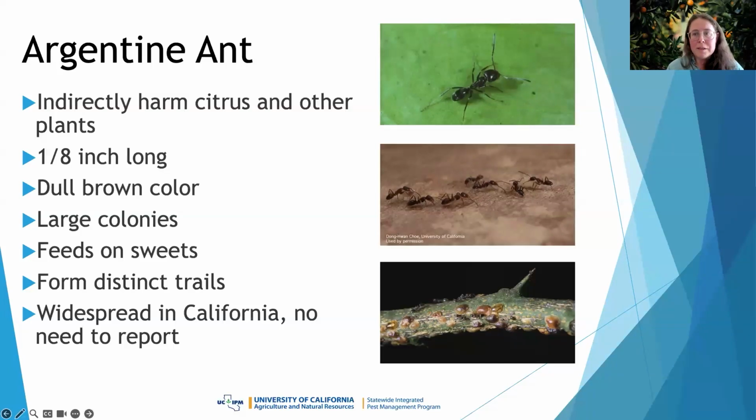I'm going to briefly talk about one invasive pest you've probably seen, Argentine ants. Although these don't directly damage citrus, they can cause indirect harm to citrus and other perennial plants by making management of other pests less effective, which we'll talk about more on the next slide. The Argentine ant is a small, dull, brown ant about 1/8 of an inch long. They form very large colonies, feed on sweet things, and form distinct scent trails.